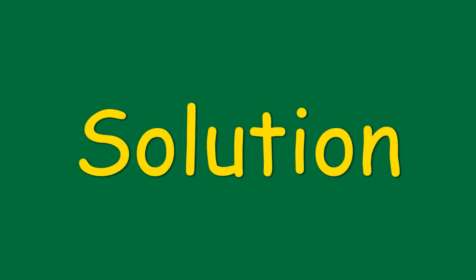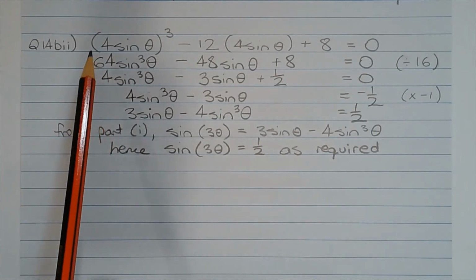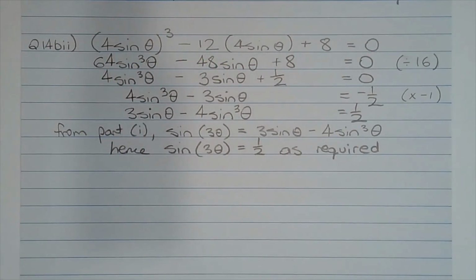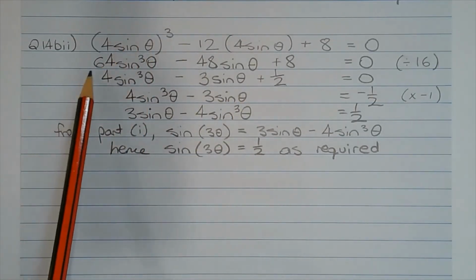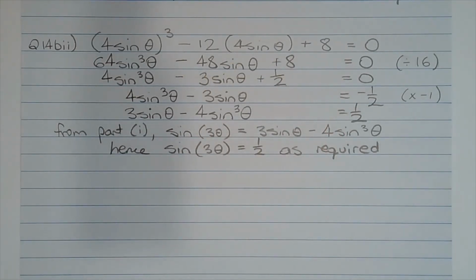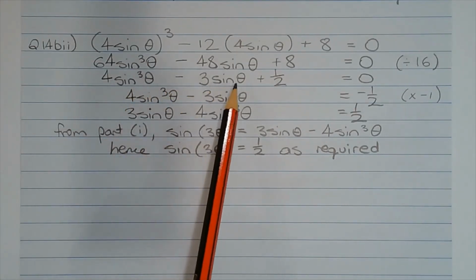Part 2. By letting x equals 4 sine theta in the cubic equation x cubed minus 12x plus 8 equals 0, show that sine 3 theta equals half. Substituting 4 sine theta for x in the cubic equation x cubed minus 12x plus 8 equals 0, we get 4 sine theta to the power of 3 minus 12 multiplied by 4 sine theta plus 8 equals 0. Expanding the brackets, we get 64 sine cubed theta minus 48 sine theta plus 8 equals 0. Dividing all terms by 16, we get 4 sine cubed theta minus 3 sine theta plus half equals 0.